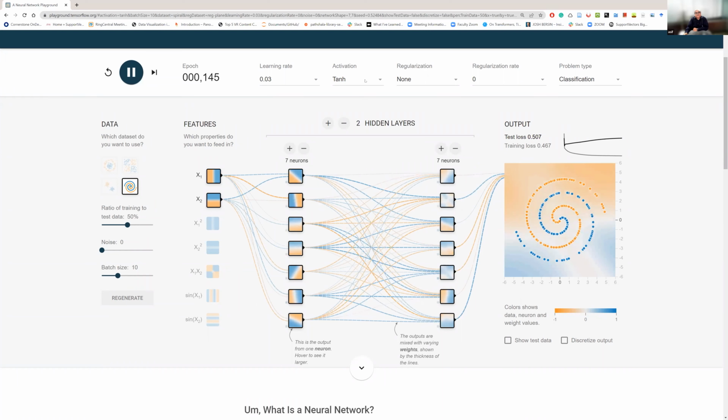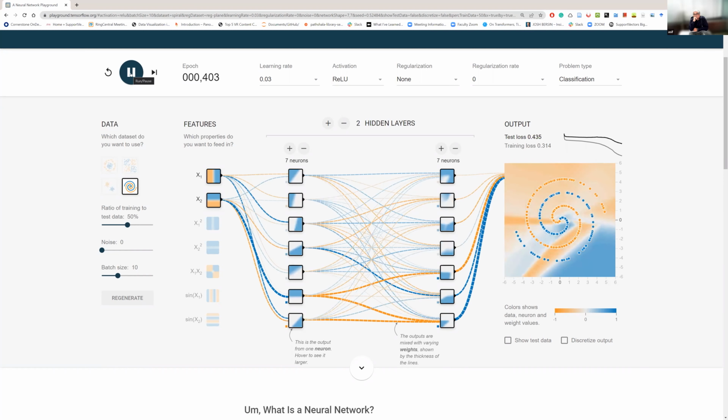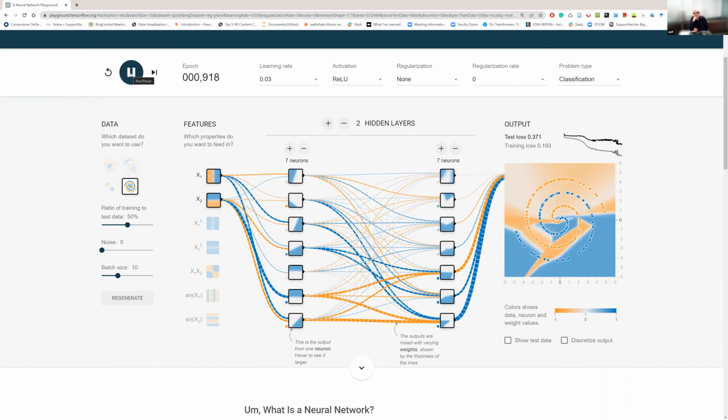And I'll change the activation function to ReLU. It's a little bit faster for reasons. So do you see how it starts from a nearly hopeless situation and begins to improve upon that? Now, as you can see, it's still far from learning. The error rate is still pretty high. It's decreasing. It's about 25% at this moment. Let's see how far it goes.